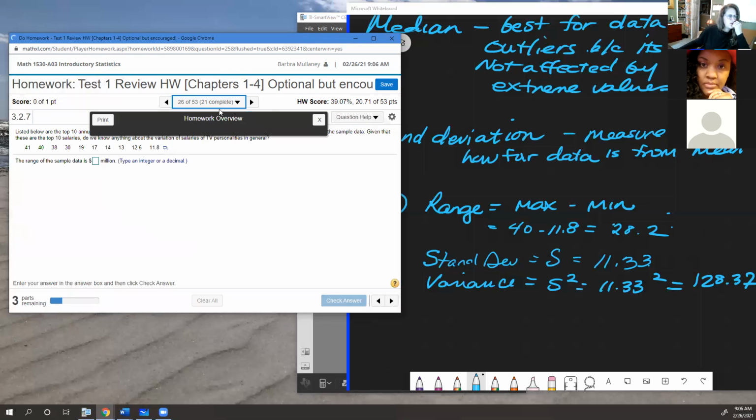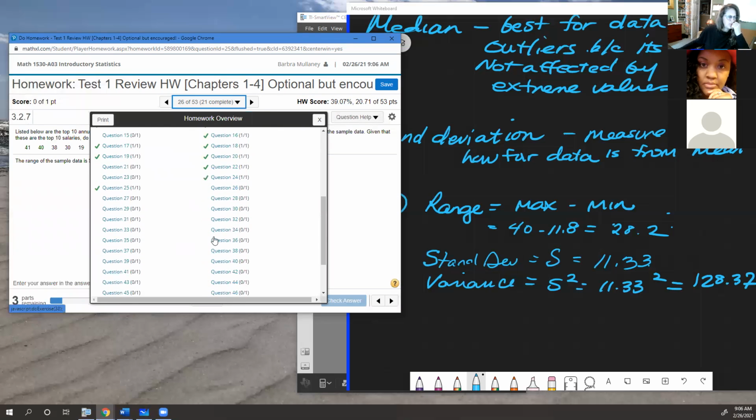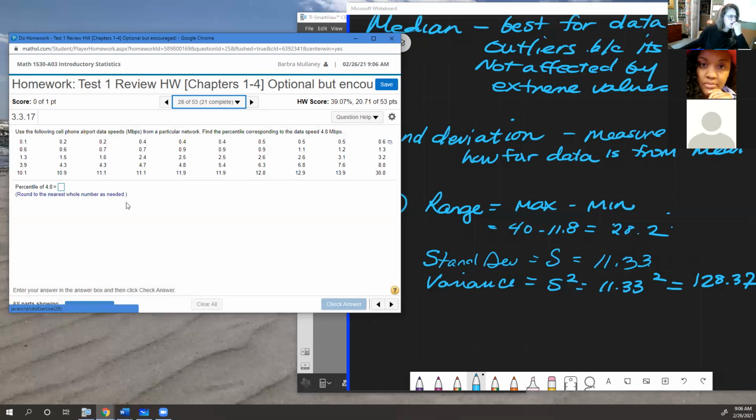I'm going to move on to 25, 26, let's do 28. Oh, percentiles. Okay. So percentiles are easy enough if the data is in order. It looks like the data is in order. So this is a good way to use my wonderful notation here. All right, so the percentile of 4.8.